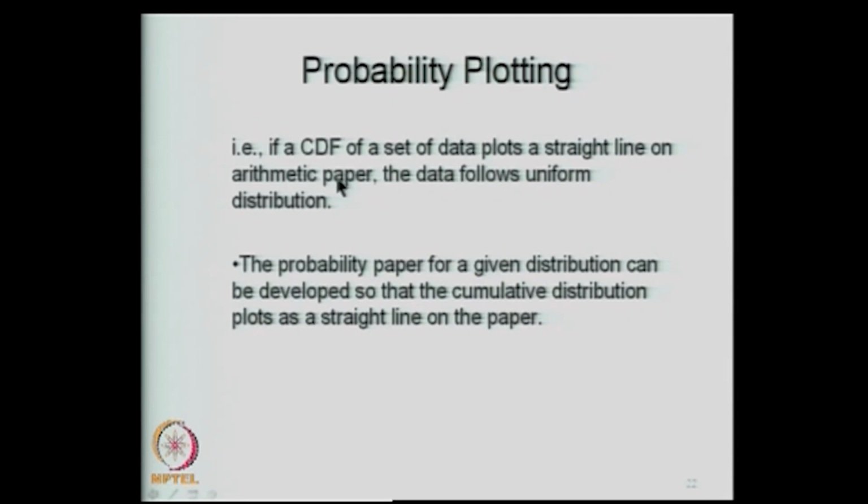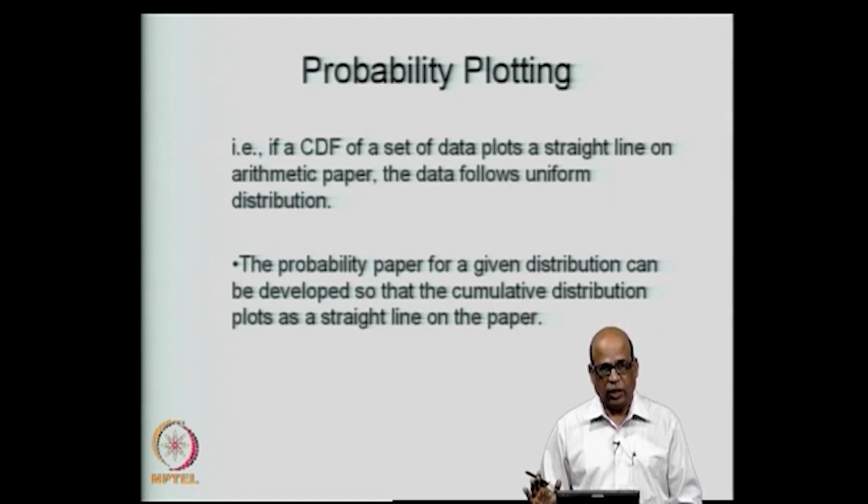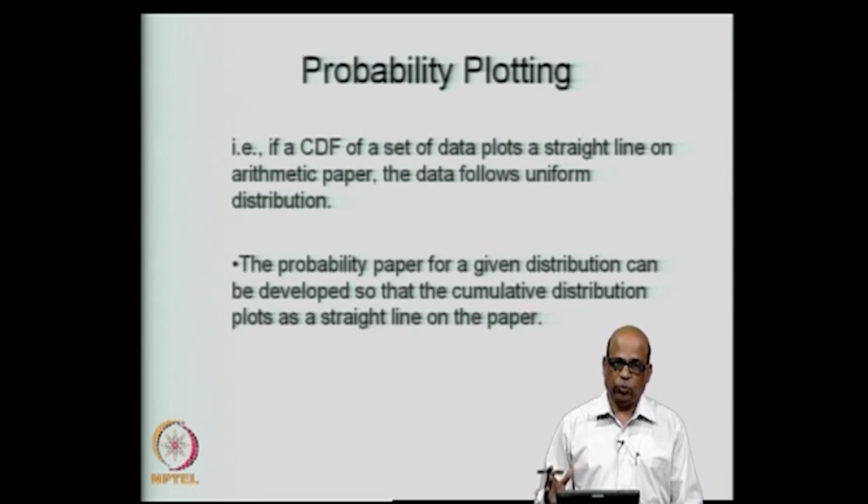So, if a CDF of a set of data plots as a straight line on arithmetic paper, that means we have not done any transformation of the scales; simply we have used the arithmetic graph paper and then we see that the CDF plots as a straight line. In that case, it is straight away a uniform distribution. However, for most other distributions it will not plot as a straight line, and therefore, we construct a graph paper which is a probability paper with the arithmetic scales transformed to probability scales.